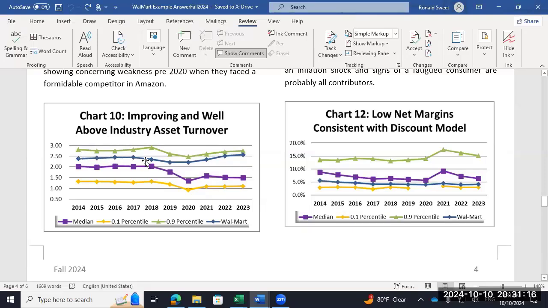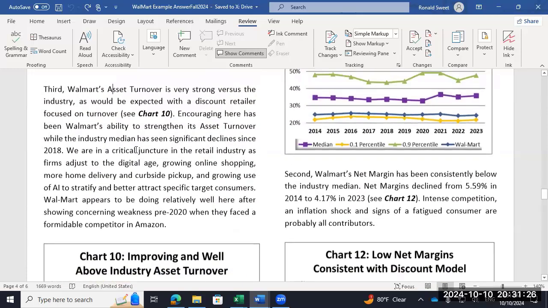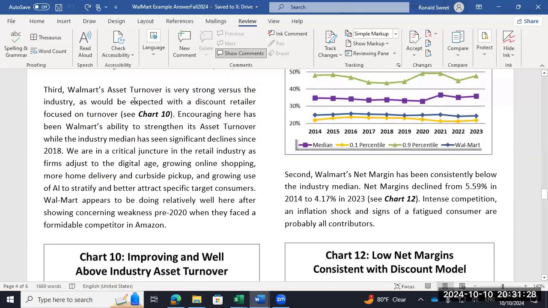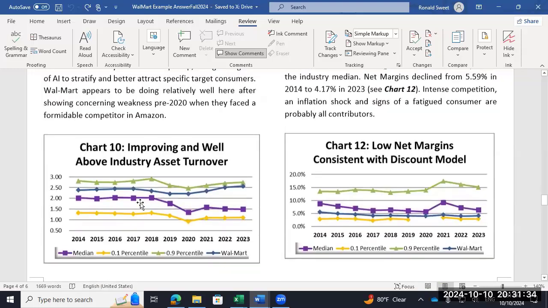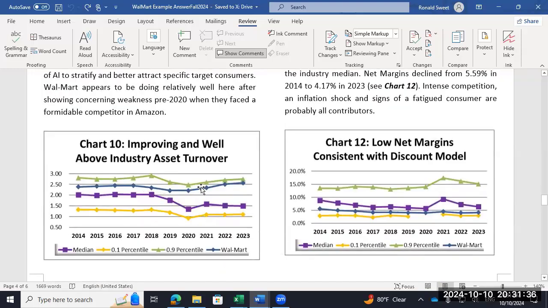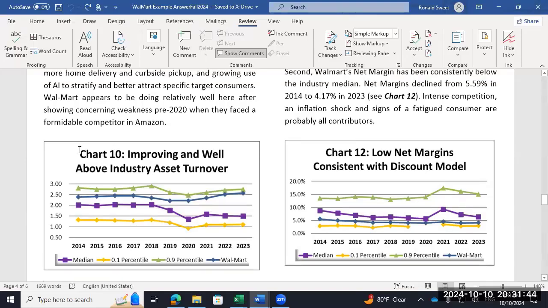Here, what you can see is improving the last few years and above the industry, as you'd expect for a discount store. So turnover is very strong versus the industry. Encouraging here is their ability to strengthen it while the industry has declined. So you can see the industry is declining. They're actually improving some. Where's Costco in here? Costco's above this 0.9 line. They're the best in the business.